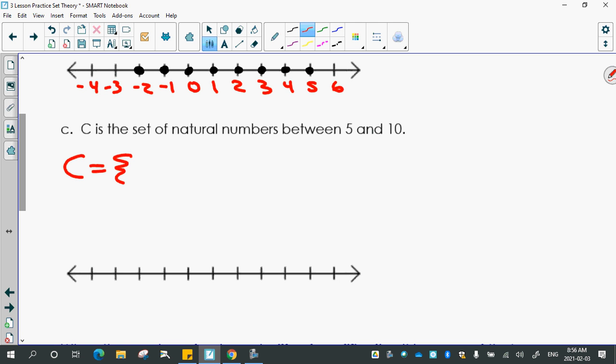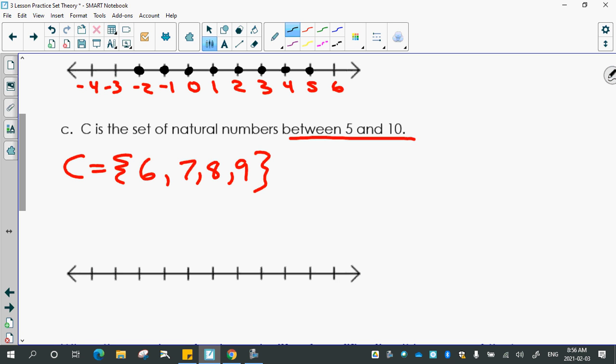Okay, so who thinks they know the smallest number in the set? Yep, Gary? 6, good. Between 5 and 10. So not between and including, between 5 and 10. So 7, 8, 9. Is 10 in the set? No. Okay.